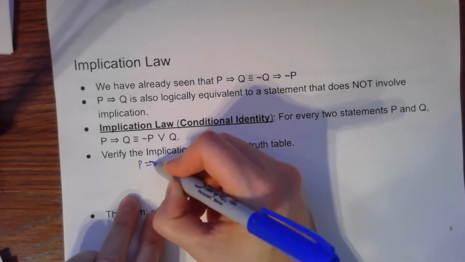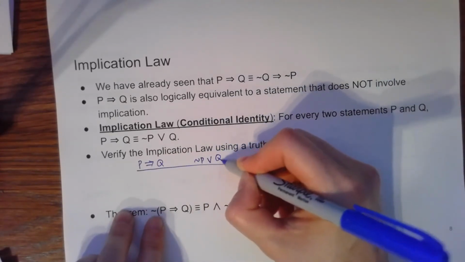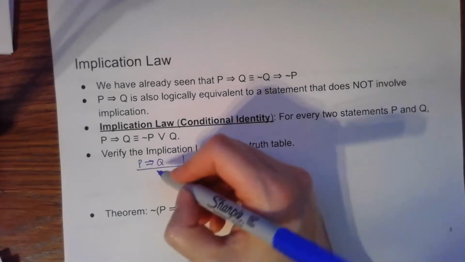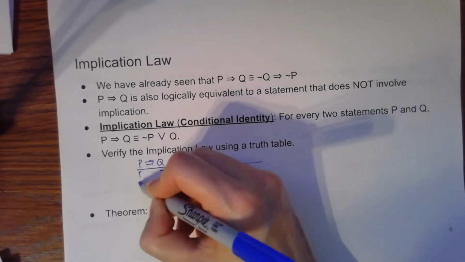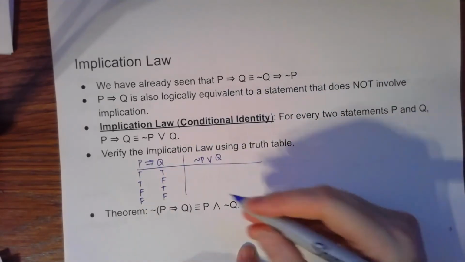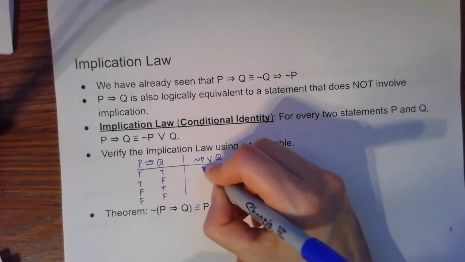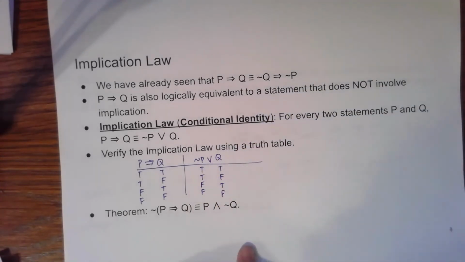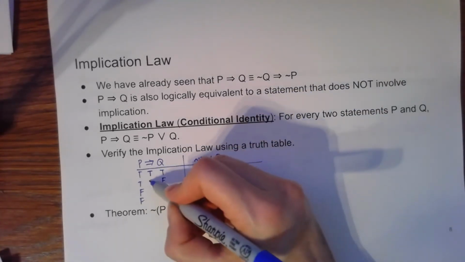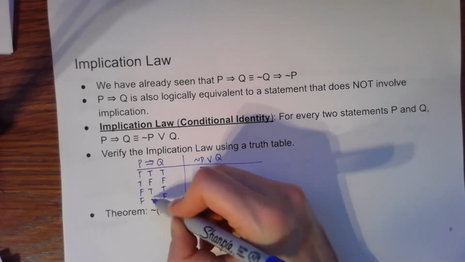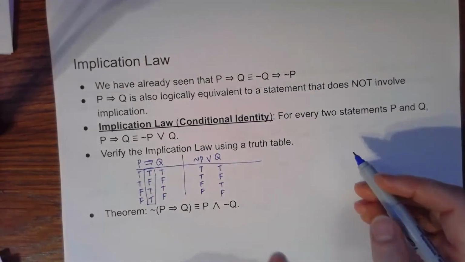So we'll do P implies Q, and we'll compare that to not P or Q. We've got our true, false, and the true, false. I'll go ahead and fill those in for P and Q over here as well. Let's look at the implication. True implies true is true. True implies false is false. False implies anything is true. So we've got those final values for the implication.